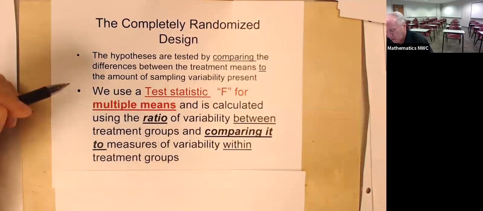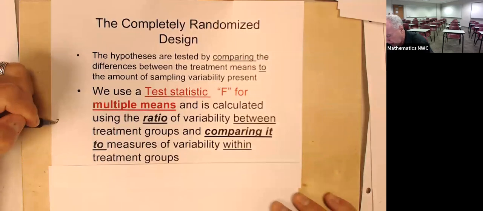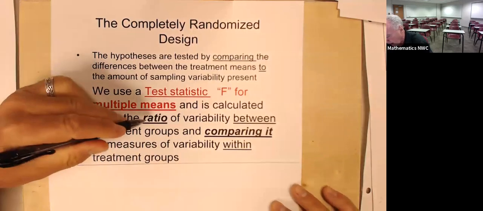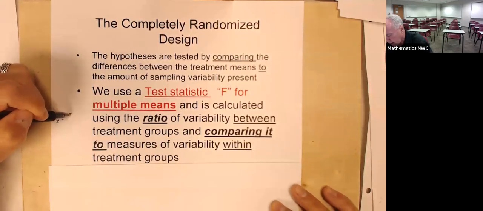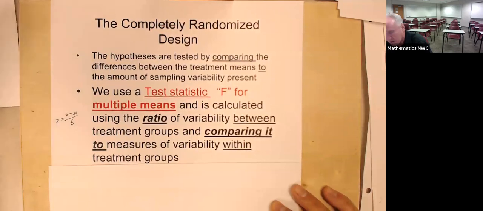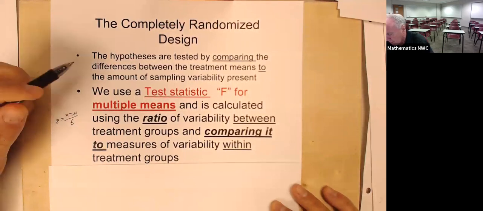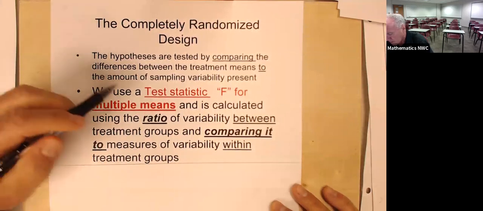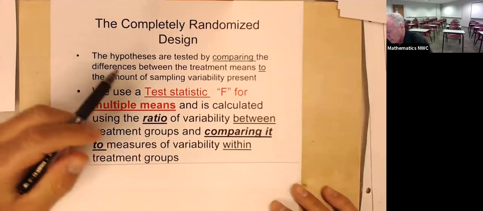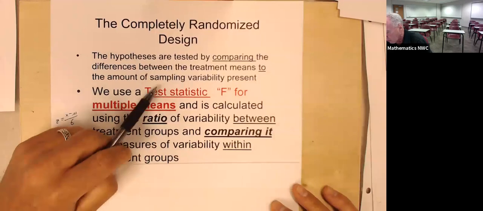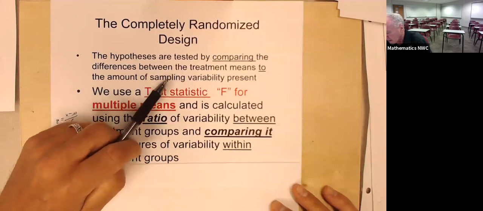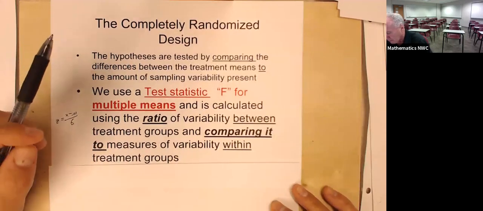That's not so unusual because you remember Z was also a fraction. Z was x minus mu divided by the standard deviation. That was a fraction. And the difference, even when I had 2 populations, it was a fraction, as was the T. So ratio is not so much of a new concept, but because I'm looking at 3 or more populations, that's why we're using an F.